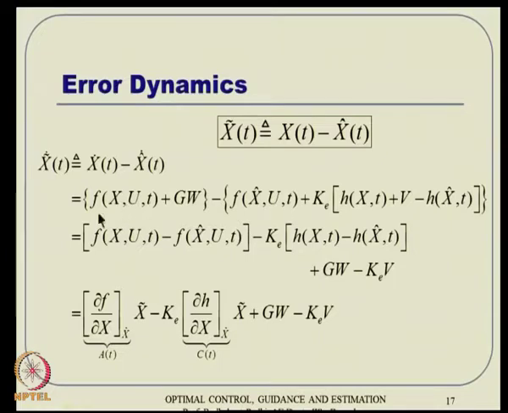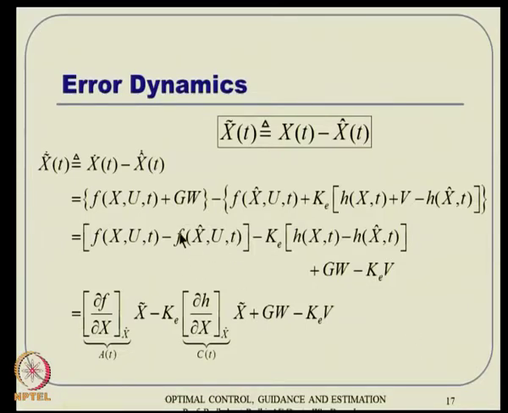So, this first term and first term we combine here, and then the Kalman gain terms, one coming from here and one coming from here, we put them together, plus GW minus KEV. GW comes from here and KE times V comes from here with a positive sign here, but ultimately there is a negative sign. So, this is what it is.